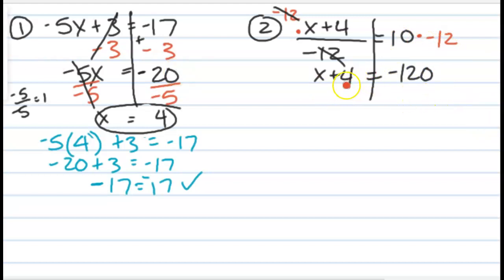Now I can take care of that addition by subtracting from both sides. And I get x equals negative 120 minus 4. I'm going to add those together and get negative 124. You could go ahead and check our work on this. I'm pretty positive on this one, and it's good to do that practice. So if you want to pause the video now and do that, go ahead and check our answer.